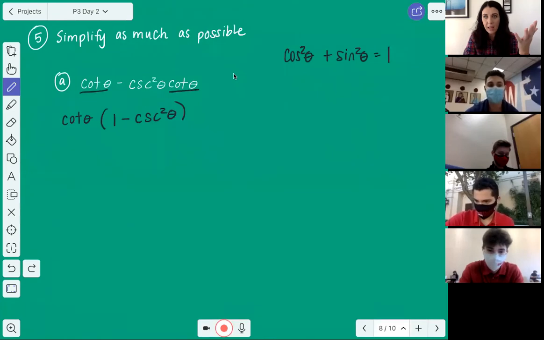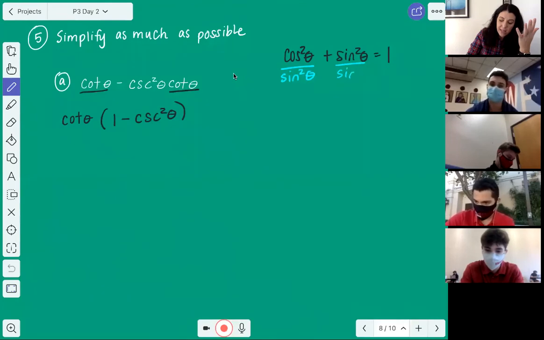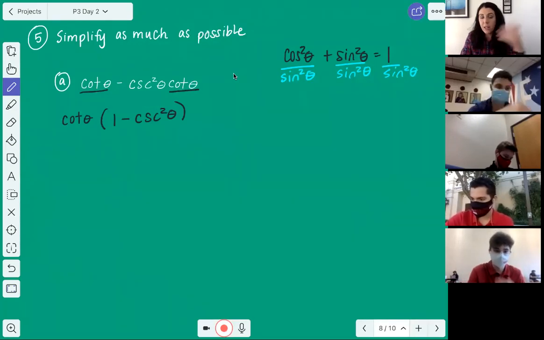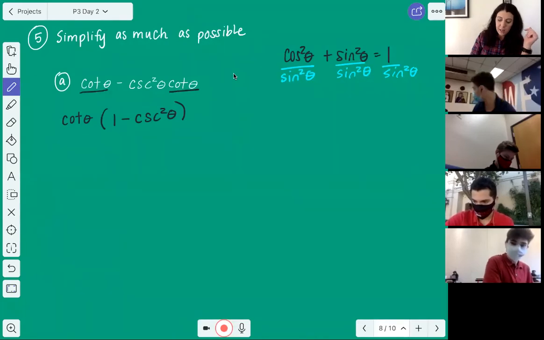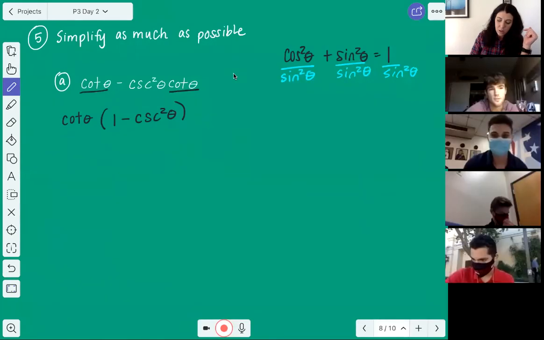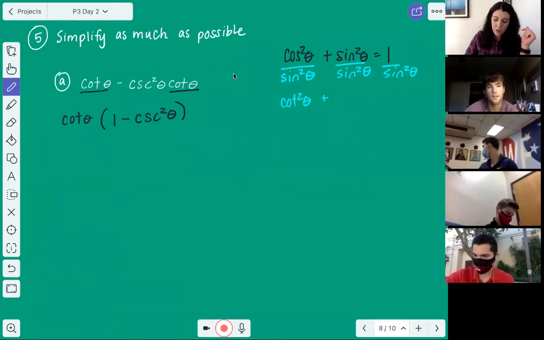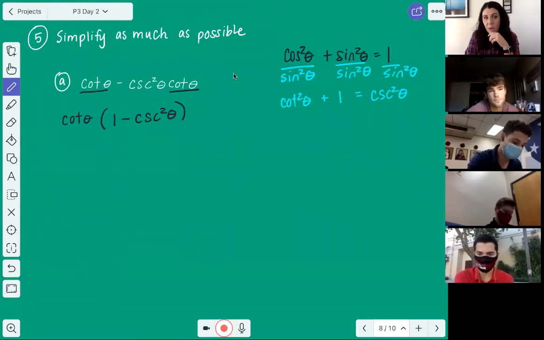Exactly right. So I'm going to divide everything by sine squared. Because, again, the logic here: if I want to get a cosecant squared, I'm going to have a 1 over sine squared in order to get that. And so that's why I chose to divide everything by sine squared. Excellent job. Let's go to Dane. So Dane, cosine squared over sine squared, what's that equal to? Cotangent squared. Fantastic. Sine squared over sine squared is equal to? 1. And then 1 over sine squared is equal to? Cosecant squared.